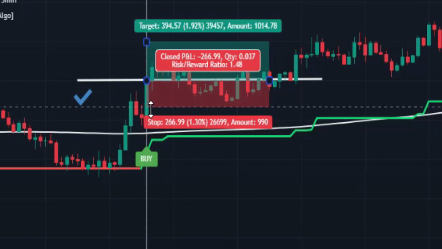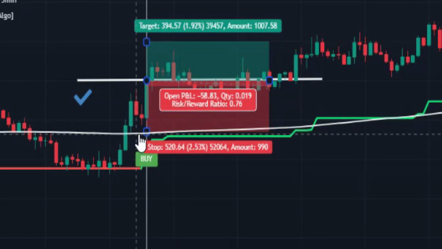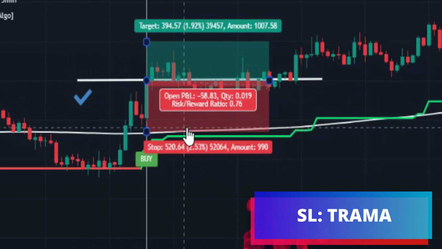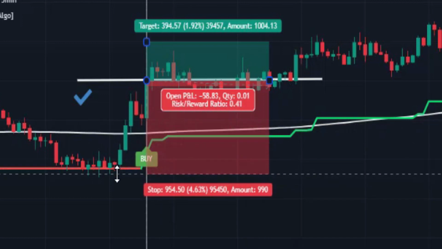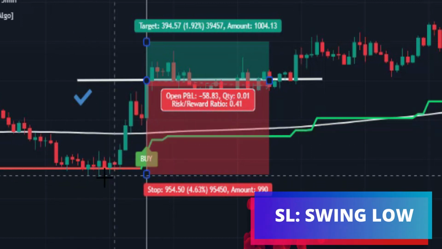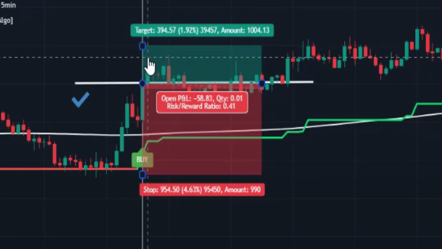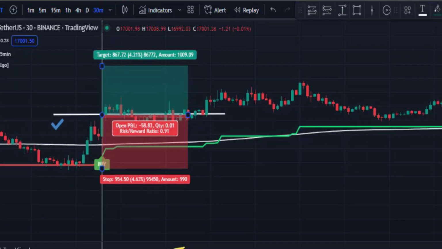You can set your stop loss just underneath the trauma line. Or if the trauma line is too close or too far from the entry price, you can set your stop loss slightly below the recent swing low and set the target to 2 times greater than the risk.